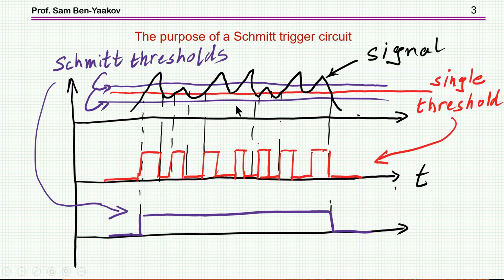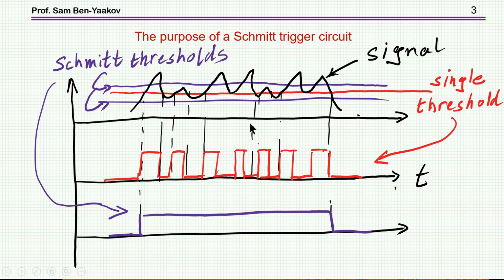So what is a Schmitt trigger? Well, here I'm showing a signal, and there are actually three levels. There is one threshold in red, which is a single threshold. If the signal is passing through this threshold, and if it is a comparator, then what we are going to see are these pulses. Whenever the signal is passing the threshold, we're going to have a high level, and when it goes below it, it's a low level, and here it's high, etc.